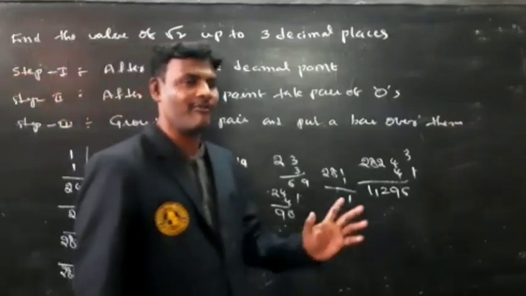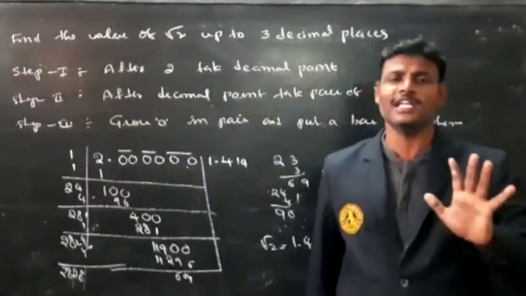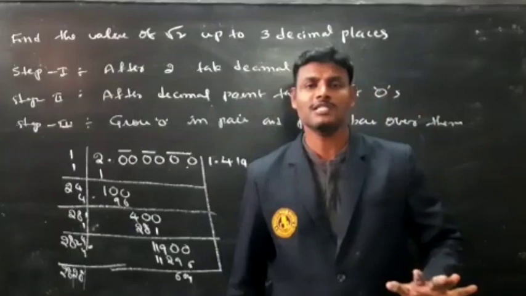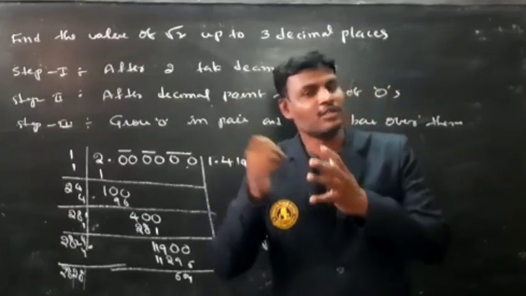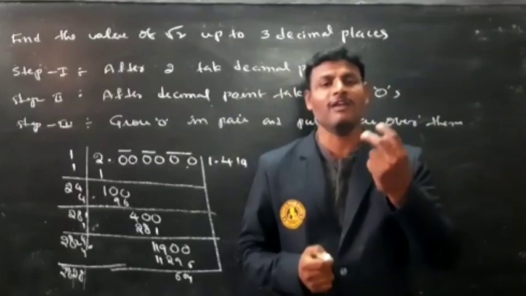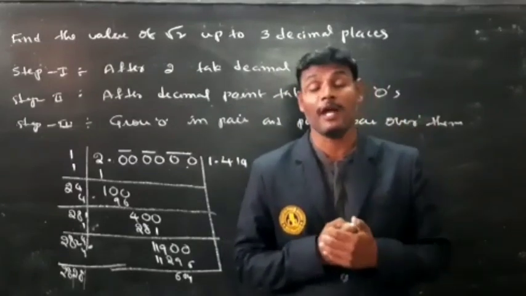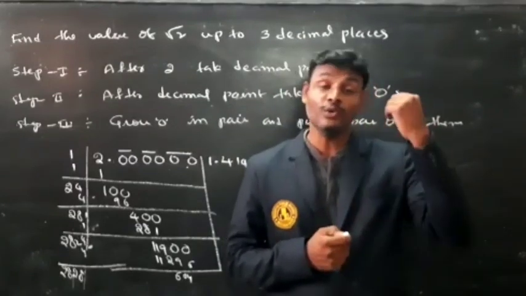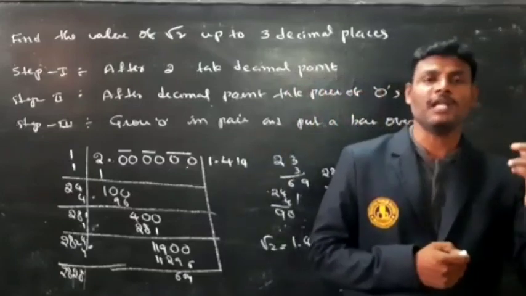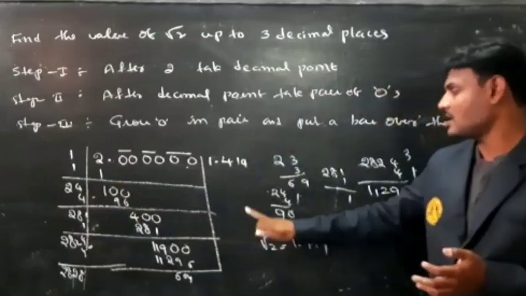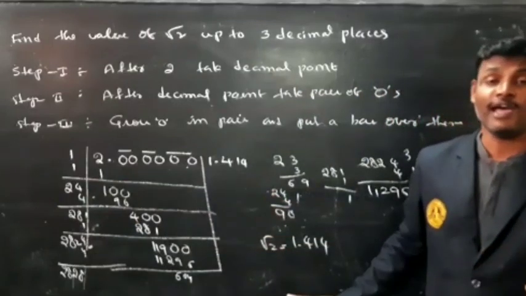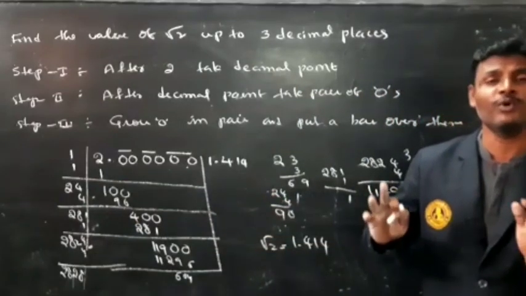What is our question? Find the value of root 2 up to 3 decimal places. What is the process? Take a decimal point after 2 and take pairs of zeros. To 1 decimal point, take 1 pair of zeros. To 2 decimal points, take 2 pairs of zeros. To 3 decimal points, take 3 pairs of zeros. After that, follow the division method. So here, what is the answer for root 2? Nearly the value of root 2 is 1.414.